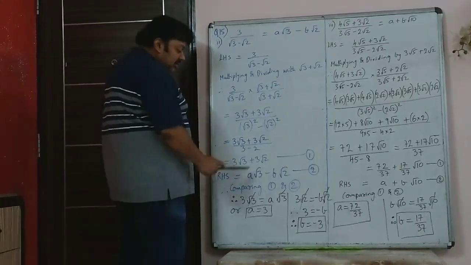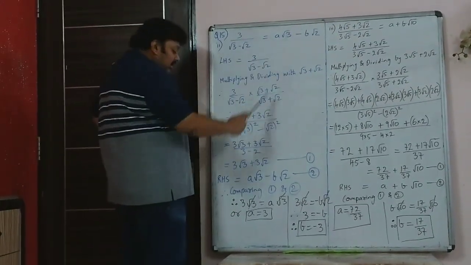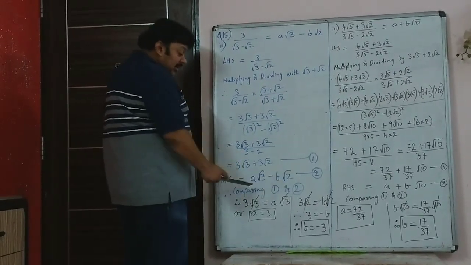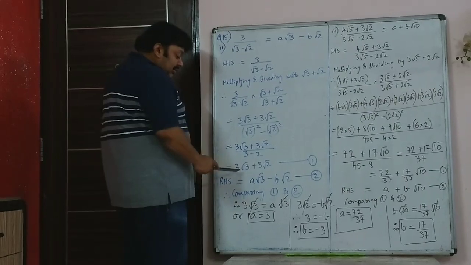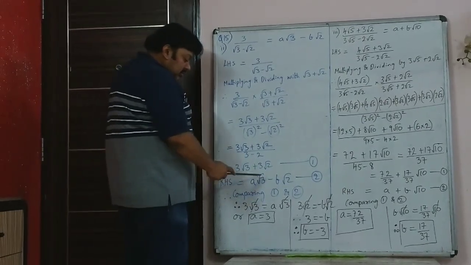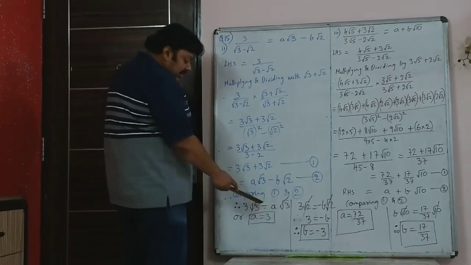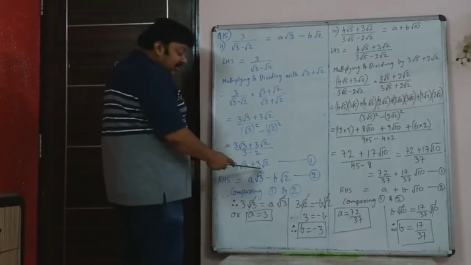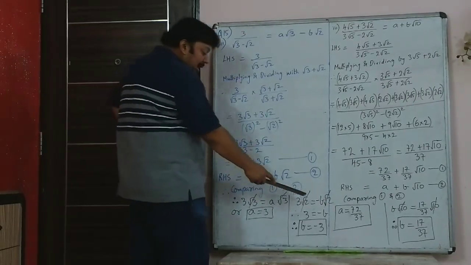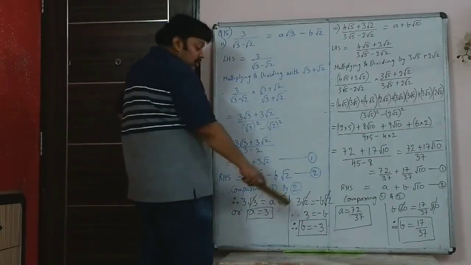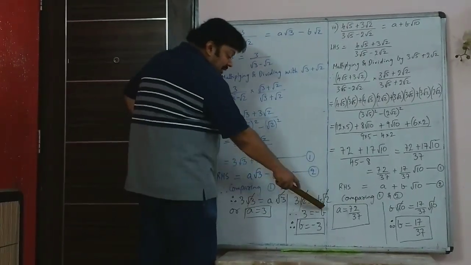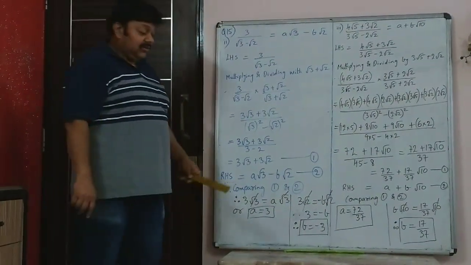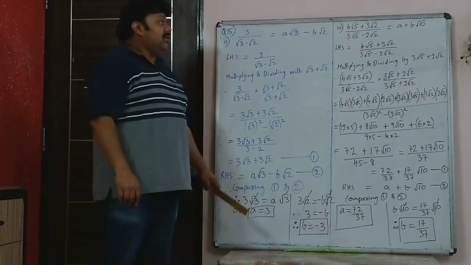3 root 3 plus 3 root 2, we compare with the RHS, that is a root 3 minus b root 2. Now here be careful, a root 3 is compared with 3 root 3. So root 3 and root 3 get cancelled and a is 3. But when you write b, be careful, you are comparing 3 root 2 and minus b root 2. So root 2 will cancel, minus b is 3, so b will be minus 3 and not plus 3. So it is b is minus 3.